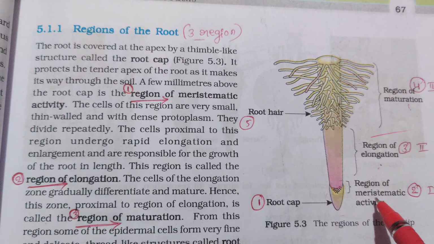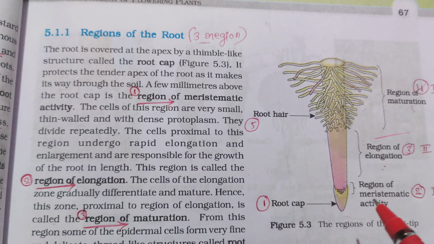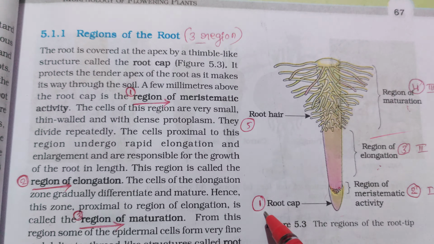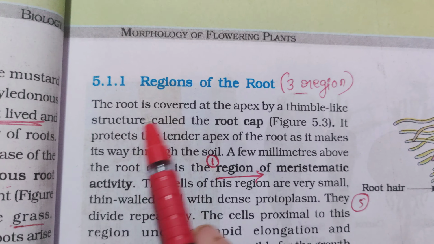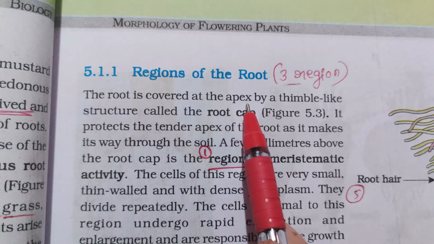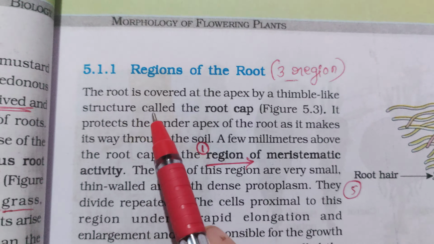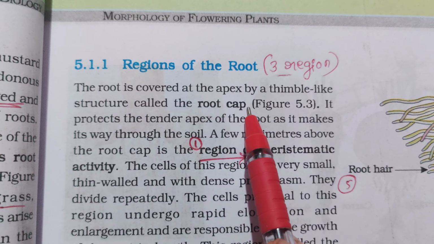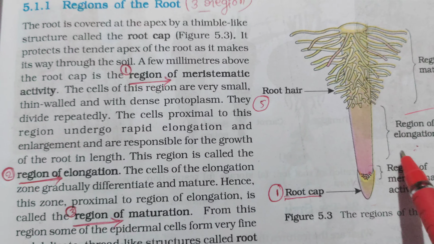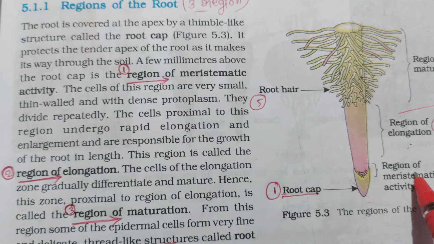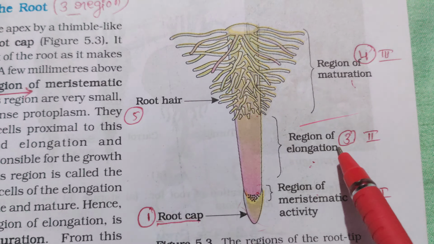The region of meristematic activity is covered by a thimble-like structure called the root cap. The root is covered at the apex by a thimble-like structure called root cap. Here there is a root cap, and this is the region of meristematic activity. Now let me discuss the second region, that is the region of elongation.